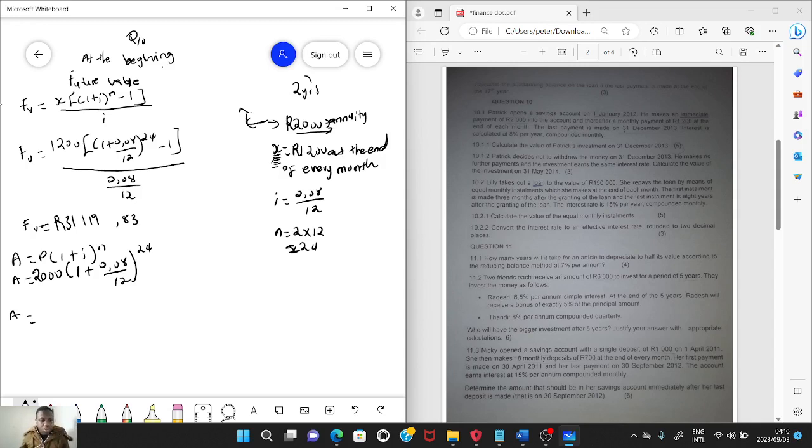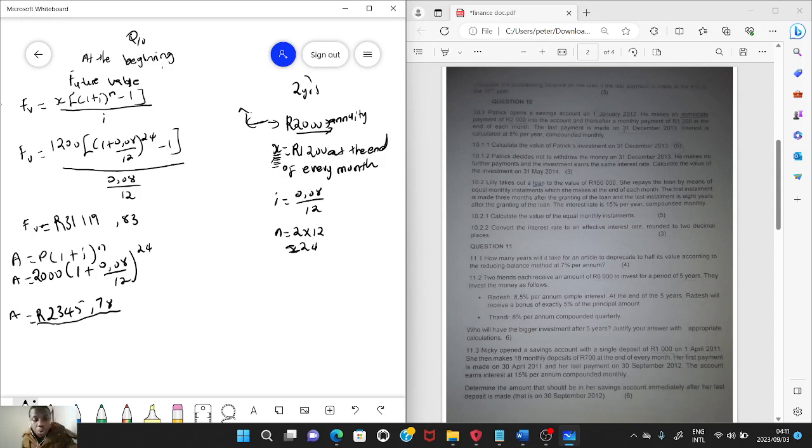Now the 2,000 has risen to 2,345 rands 78. Right, meaning the 2,000 that's been put in has risen to this amount.